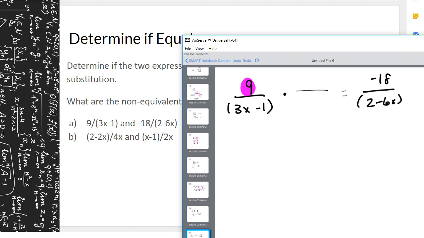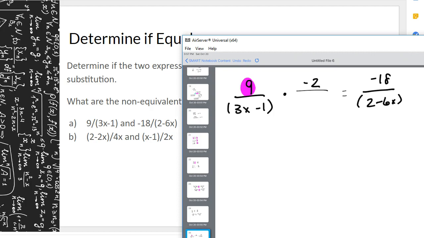Well, there's two different ways that we can do this. We can kind of use logic. So 9 times negative 2 is negative 18. Or we can take this number and divide it by 9. So negative 18 divided by 9 is negative 2.